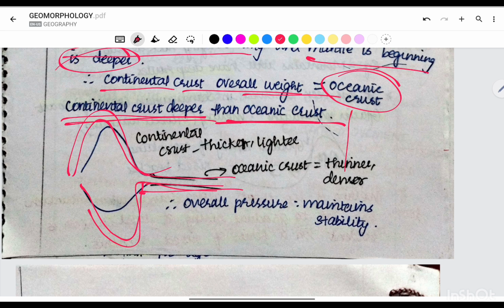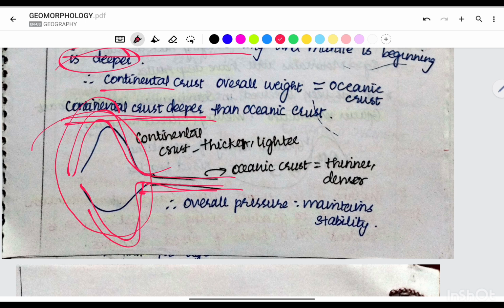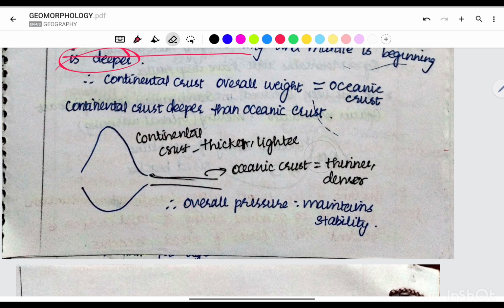Right? For example, if you take 100 kgs of cotton, this is the size of 100 kgs of cotton, whereas this is 100 kg of gold. This is the size of the 100 kg of gold. It is related to the mass, right? So the continental crust must be very big when compared to the oceanic crust in order to maintain the stability.